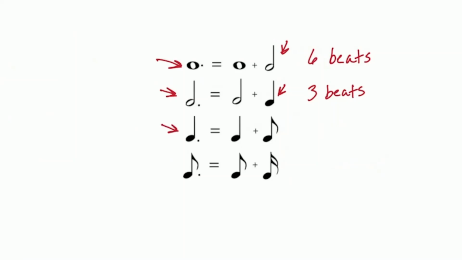Here we have the dotted quarter note. And the next faster note from the quarter note is the eighth note. So we know that eighth note is half a beat. So now we have 1.5 beats. And here, now we have the dotted eighth note. And so the next fastest note from the eighth note is a 16th note. So when we add an eighth note plus a 16th note, that's going to give us 3/4 of a beat.